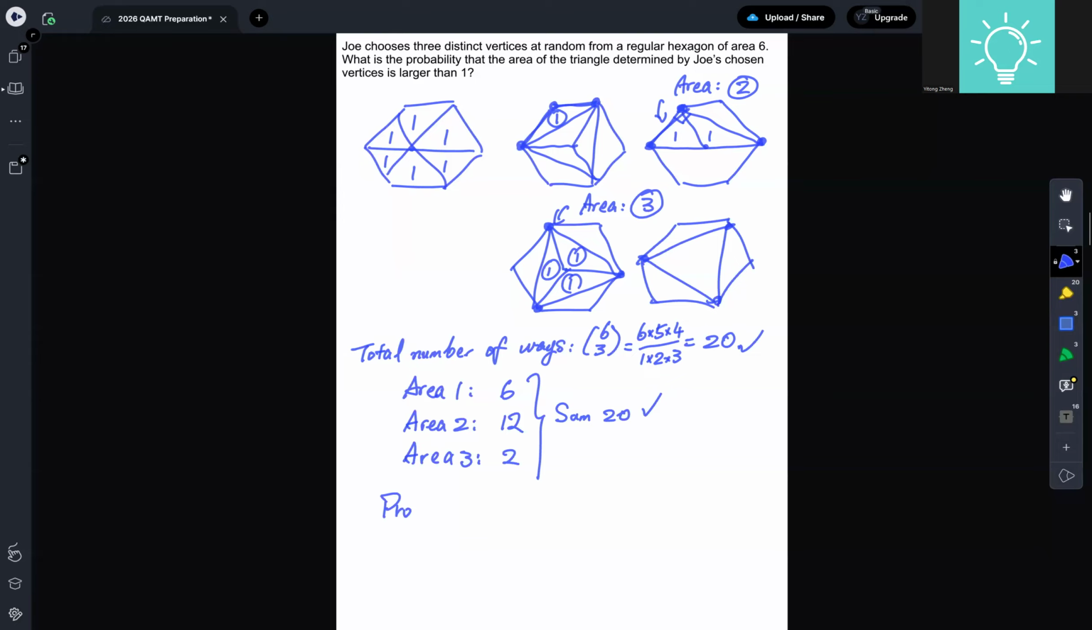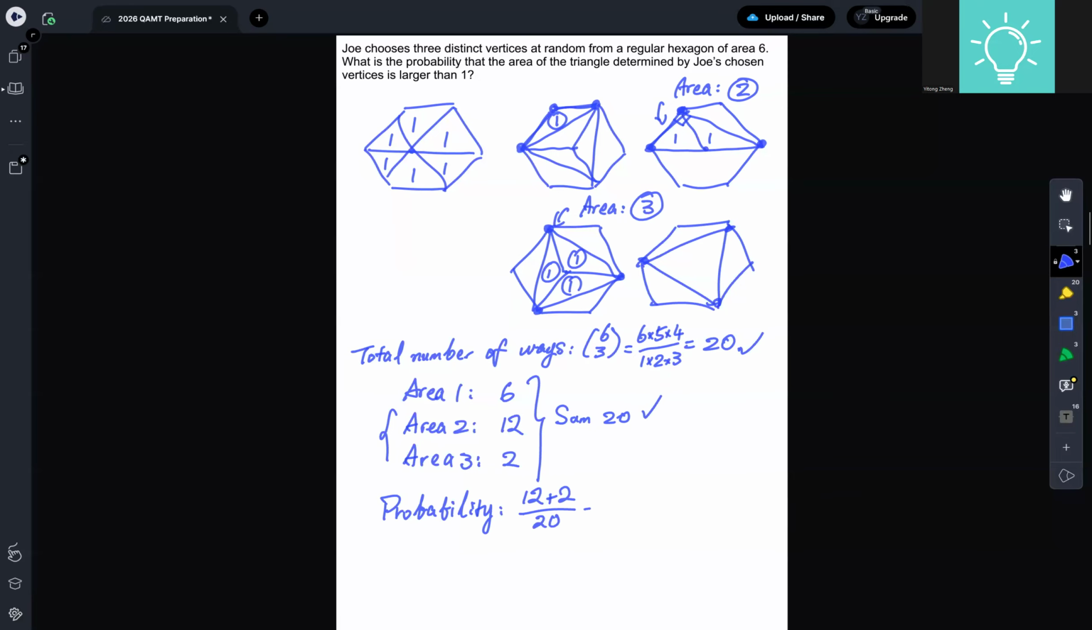So now what is the probability that we want? The probability that the area of the triangle is larger than 1. If it's larger than 1, it has to be either 2 or 3. So it's 12 plus 2 over 20. So there's 14 of the 20 possibilities that are going to be larger than 1. So 7 over 10, or 70%. So this is going to be your final answer. And we are done.